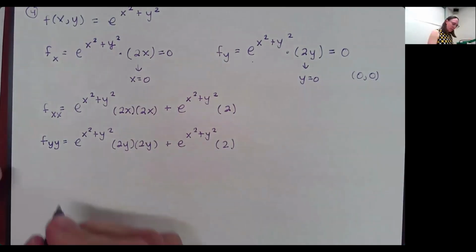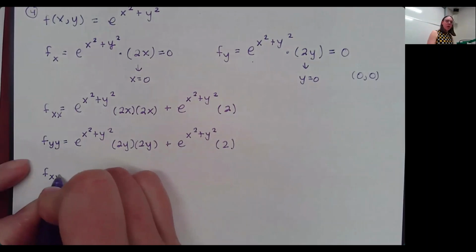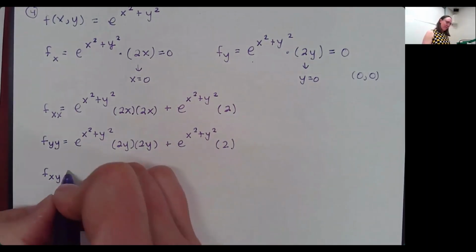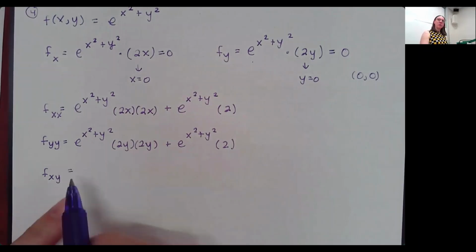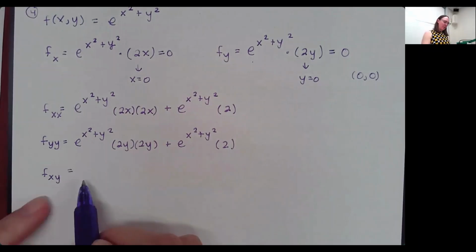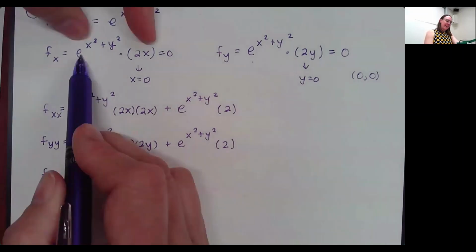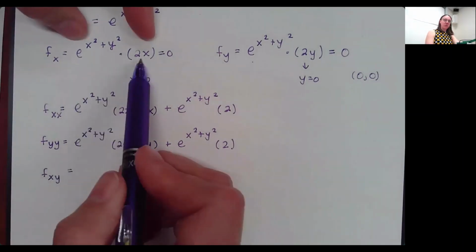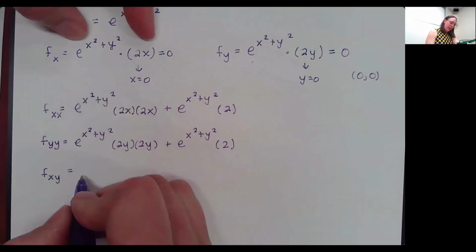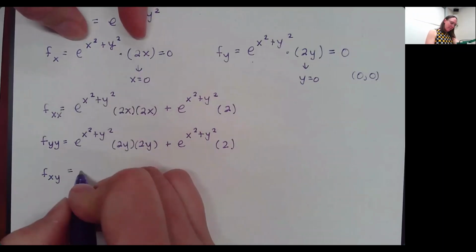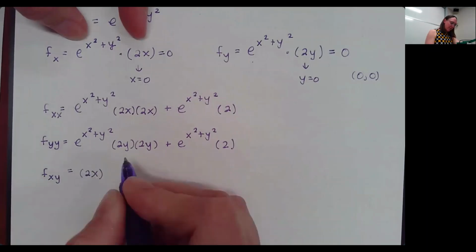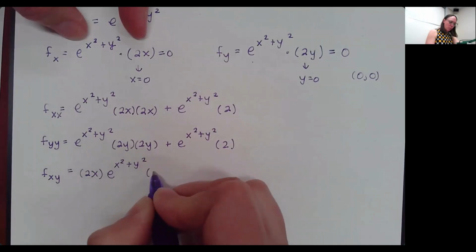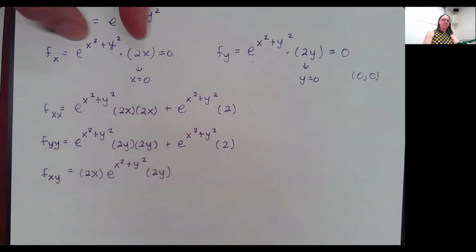For my partial with respect to x and then y, or the partial with respect to y and then x, either way, I don't have a product rule when I'm doing this. So if I start with my partial with respect to x and I now take it with respect to y, that 2x is not a function of y, it's just coming along for the ride. So I'm going to have, doesn't matter which order you write these in, a 2x, an e to the x squared plus y squared, and then a 2y popping out because of the chain rule.